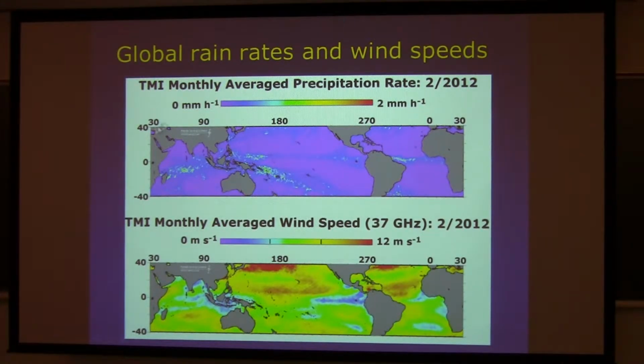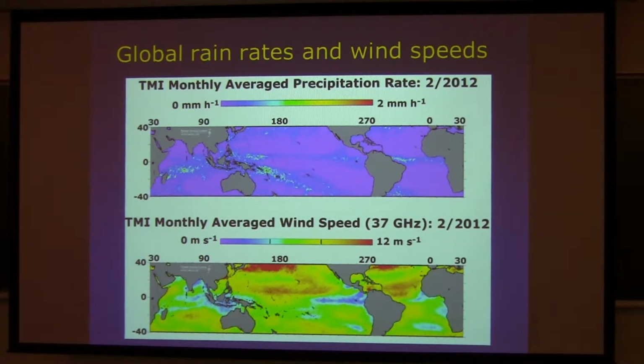Shown here are satellite products, monthly average precipitation rates at the top, and monthly average wind speeds on the bottom for February 2012. And what you see in the monthly average precipitation rates is that in the equatorial regions, you have a higher precipitation rate, in this case, about 1 millimeter per hour. We're talking monthly averages in February.